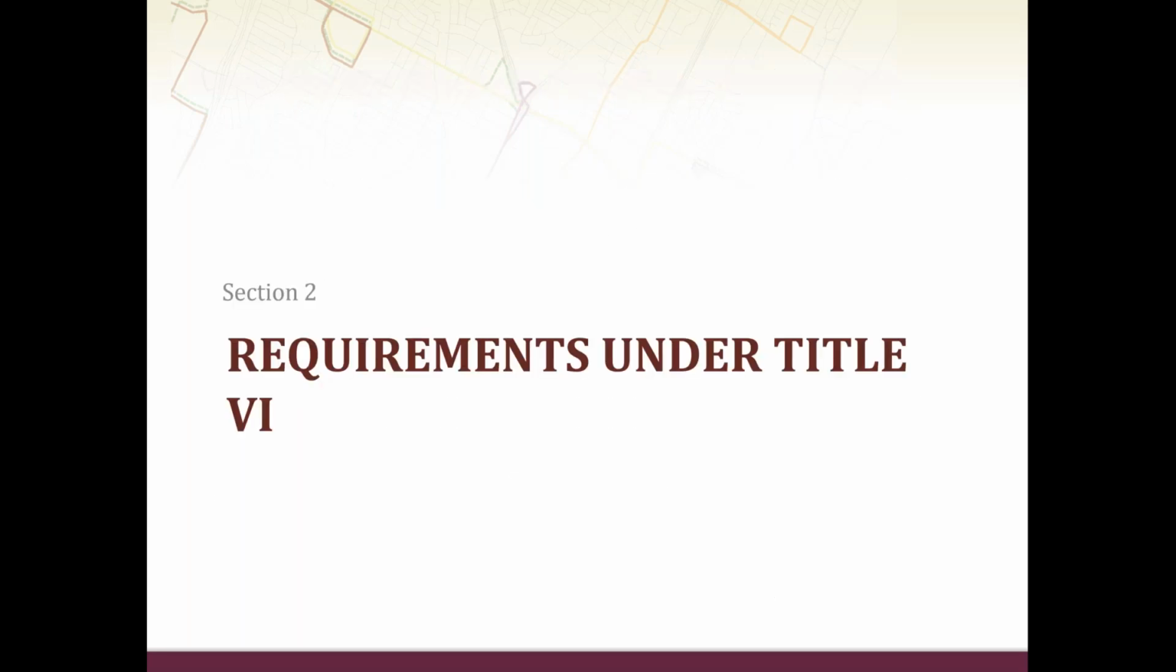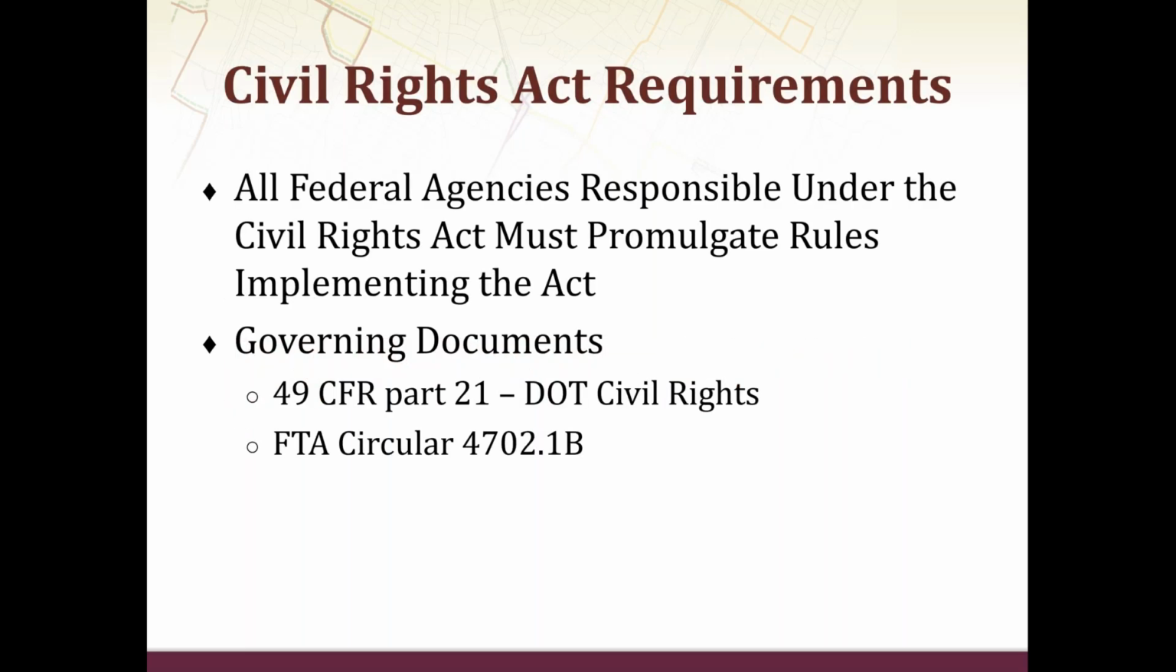So moving on to the requirements under Title VI. The first and foremost is that all federal agencies that receive those federal dollars must promulgate rules implementing the act. And the key governing directives for Title VI are 49 CFR Part 21. That's the actual law that codifies Title VI. And then there is a circular that FTA put out specifically as Title VI applies to transit, and we'll send that around after this presentation is over.